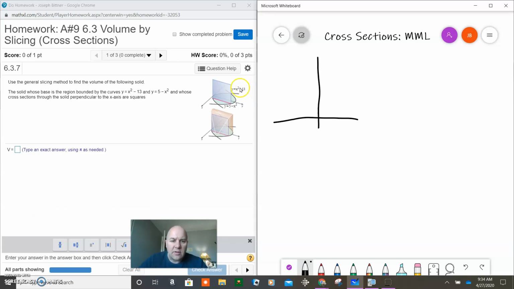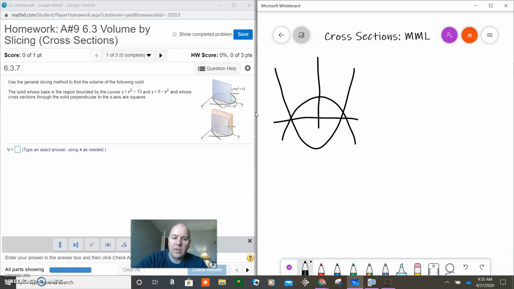As you can see, there's the two equations. I'm looking at this one here. This is going to be a parabola that's going up. It's going to start off at -13, so it's going to be somewhere down here. And this is a parabola that's going down, because a negative x squared is going to be right there.